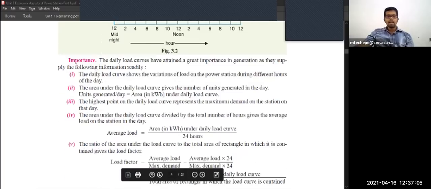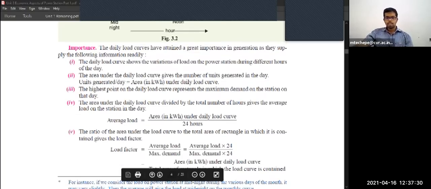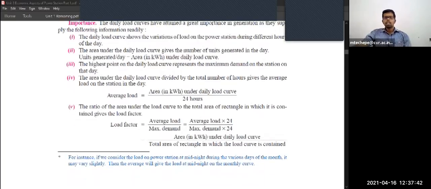Next, area under the load curve divided by total number of hours gives the average load. So average load also we can easily estimate. Average load is equal to the area in kilowatt hour under the daily load curve divided by the hours in a day, that is 24 hours. So this is the formula for calculating the average load. If you want it for a month, then 24 hours into 30 days. If you want average load in a year, 24 into 365 days.